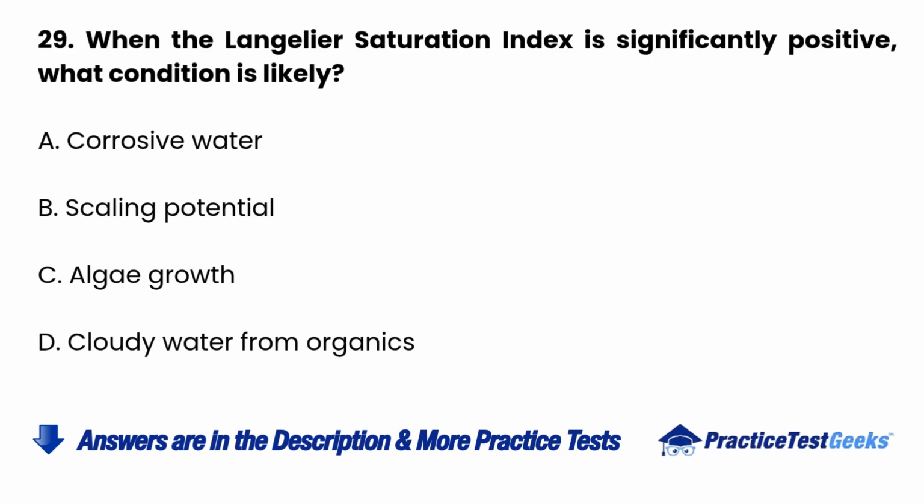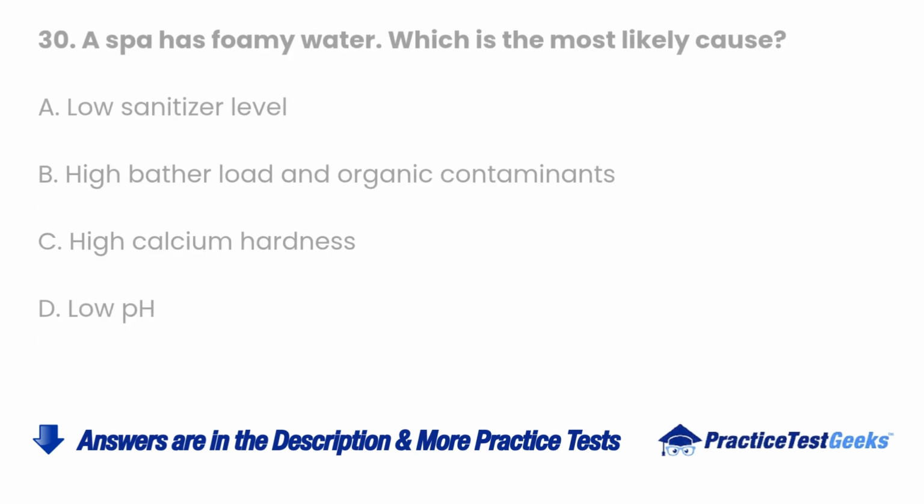29. When the Langelier saturation index is significantly positive, what condition is likely? A. Corrosive water. B. Scaling potential. C. Algae growth. D. Cloudy water from organics.